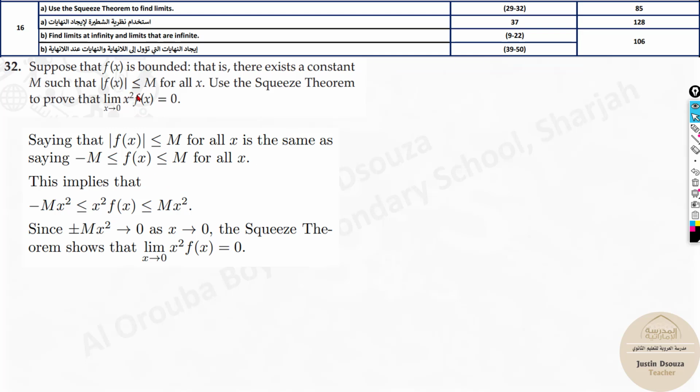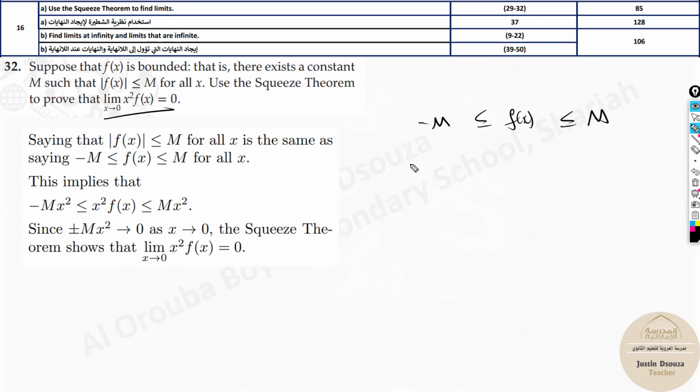Now, f of x and x squared is there. But they have clearly mentioned the modulus of f of x is less than or equal to m. That means f of x is less than or equal to positive m and greater than or equal to negative m, isn't it? Because that's the modulus property. Let's take the modulus out and write only the function. It must be less than or equal to m, but it must also be greater than or equal to minus m. Now all you do is multiply x squared throughout. Why? Because this is what the question is.